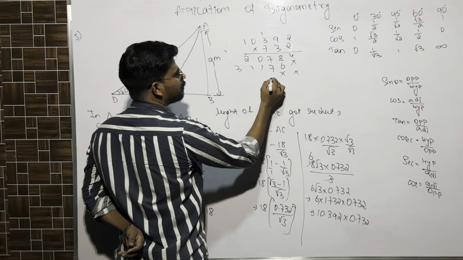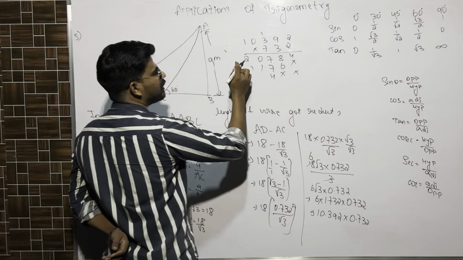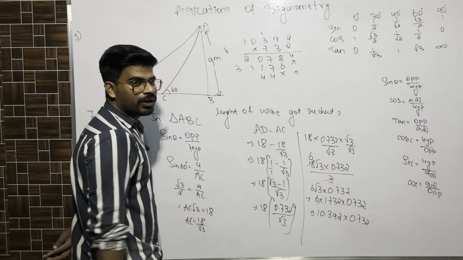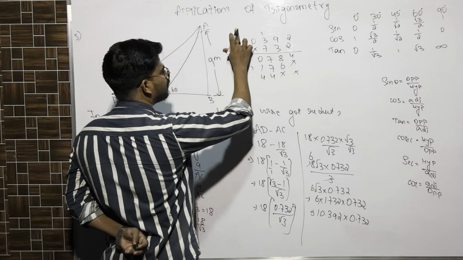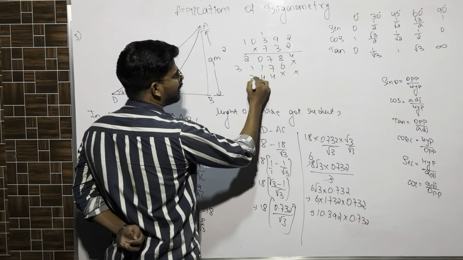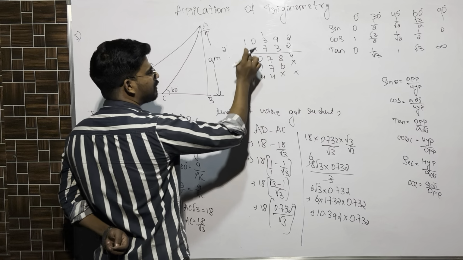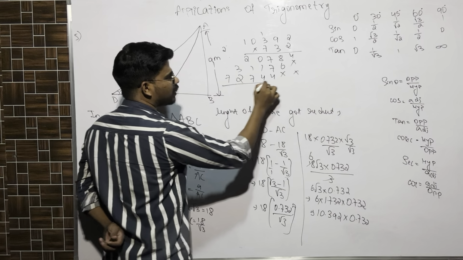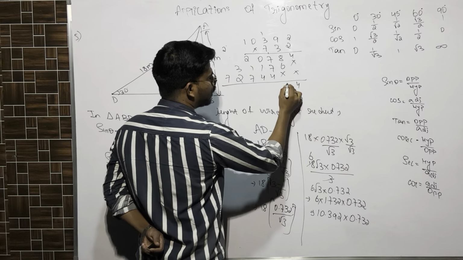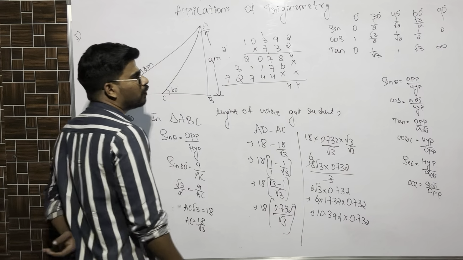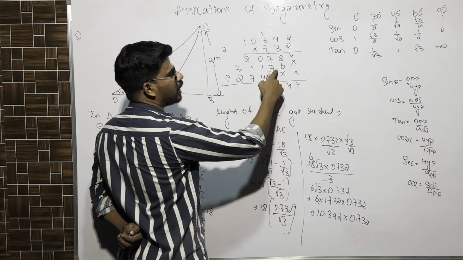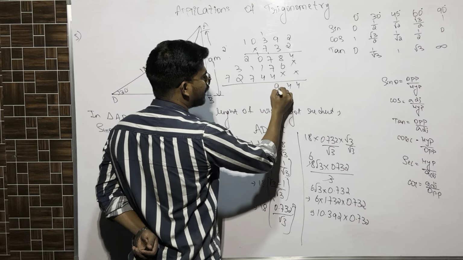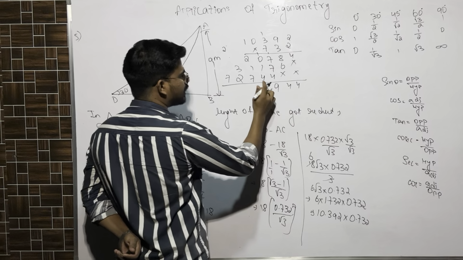7 2s 14. 7 9s 63 plus 1, 64. 7 3s 21. 21 plus 6, 27. 7 0 is 0 plus 2, 2. 7 1 is 7. So the answer is 4, 14. 8 plus 6 is 14. 7 plus 7, 14. 14 plus 4, 18 plus 1, 19. Total 19. 5 plus 1, 6.